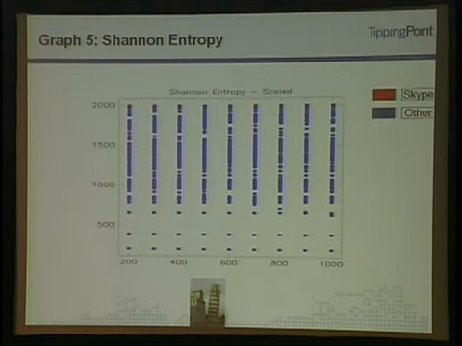Skype is just the most interesting at this point. But all protocols tended to fall into roughly their own little area. And then finally, the favorite coordinate of all, Rohit and I fought about who was going to talk about Shannon entropy more. This is how random the traffic is. And as you can see, Skype is, can you see the little red dots up there? It's smack up against the top.